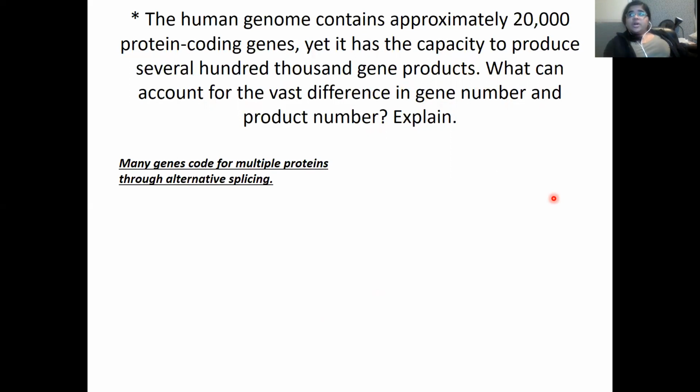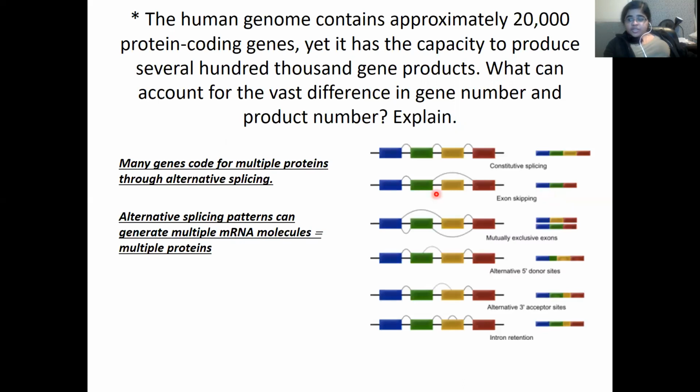So essentially we know that many genes encode for multiple proteins through alternative splicing, right? And alternative splicing patterns, as we've seen before, can generate multiple mRNA molecules, and with the different mRNA molecules, you can actually end up with different protein molecules, right?